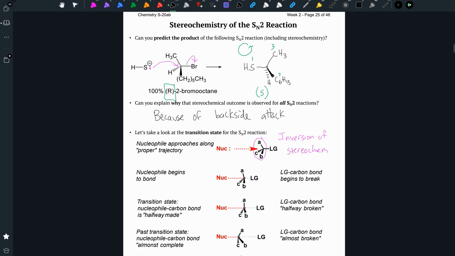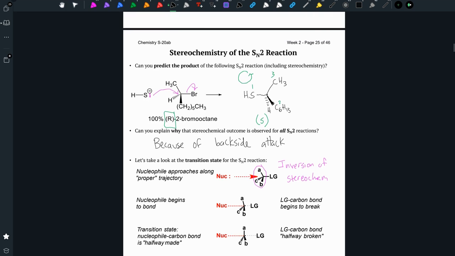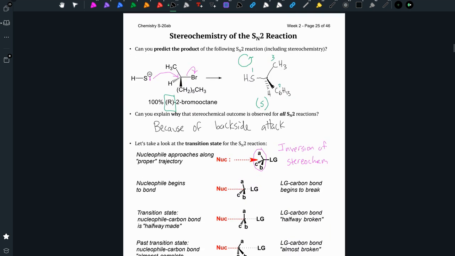So the nucleophile can never come in and just replace the leaving group on the same side where the leaving group was. It has to go to the other side. So anytime you have SN2 happening at a stereocenter, consider that there will be inversion. That's an important part of the mechanism.